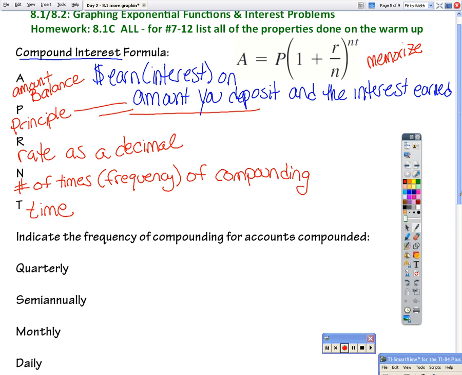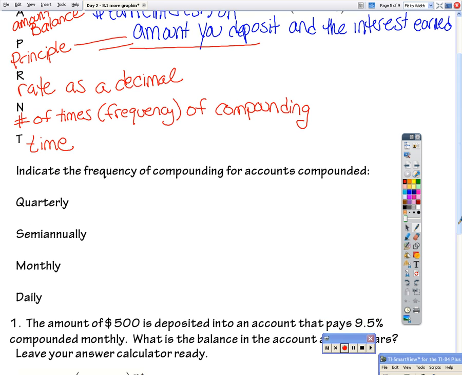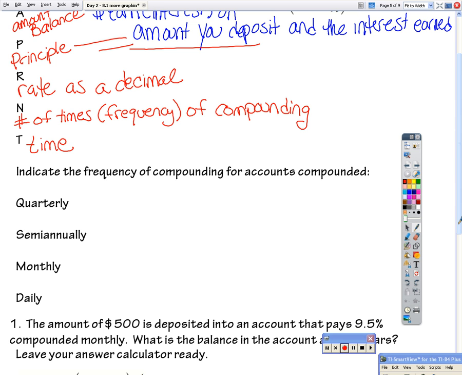So now we're going to look at 4 different types of frequency for compounding. These are used very often. If the bank tells you get quarterly interest, that means they are going to calculate your compounding interest every 4 times a year. So quarterly is 4 times a year. Semi-annually is twice a year. Monthly is 12 times. And daily is 365.